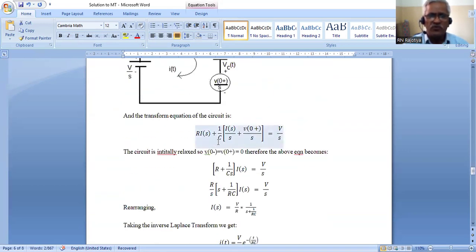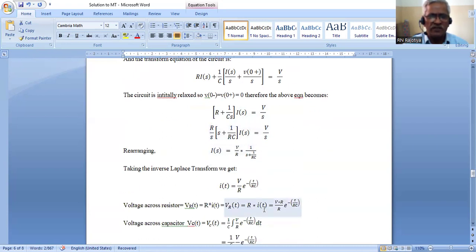Therefore, you can write this, taking I(s) as common, R plus 1 by Cs is equal to V by s. Again, taking R on the outside, R times s plus 1 by RC, I(s) is equal to V by s. Transferring this to the other side, rearranging, this whole part will go to the other side. You'll get V by R, s will get cancelled, and 1 over s plus 1 by RC.